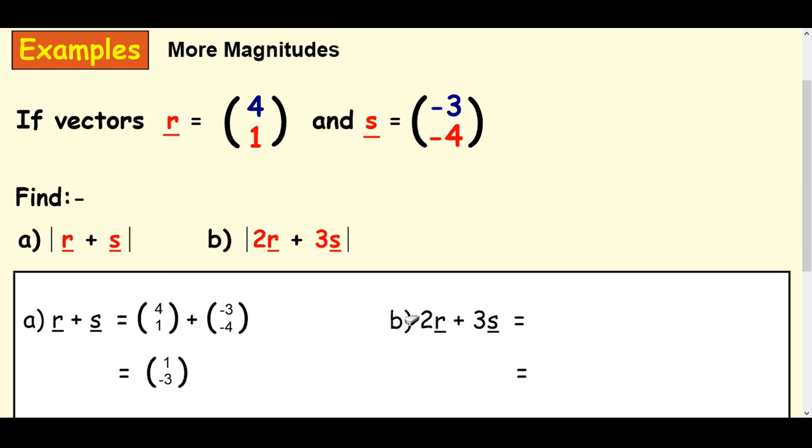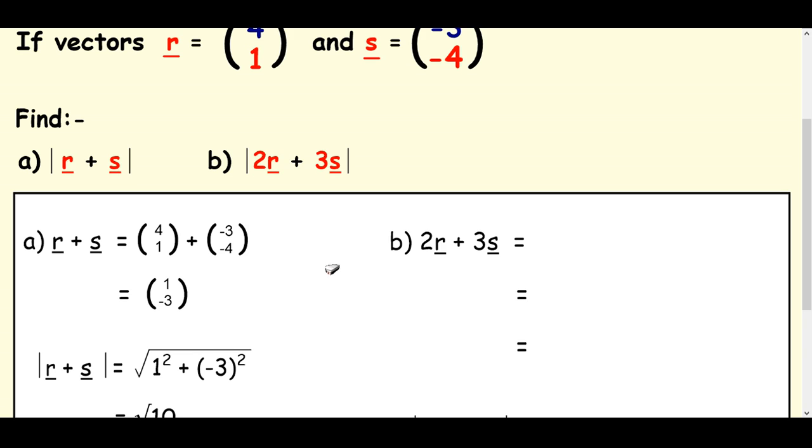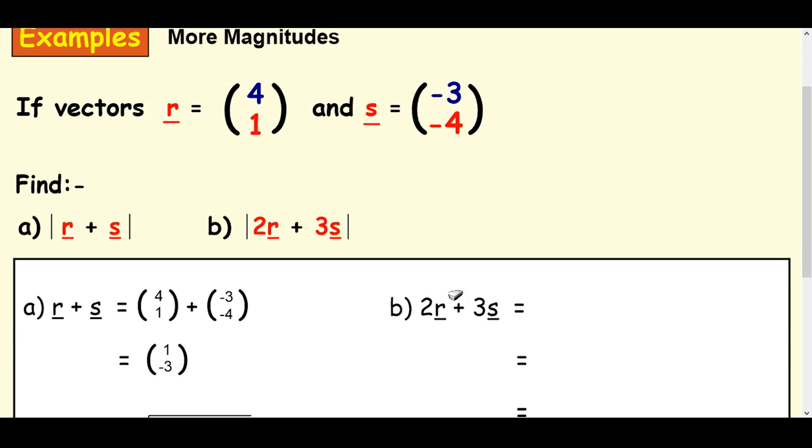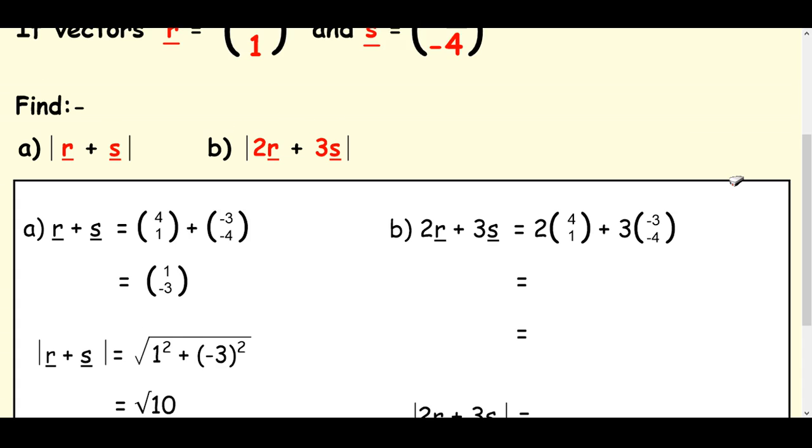Okay, a slightly more complicated one here, but not too bad. Work out the magnitude of 2r plus 3s. So again, the starting process is working out the resultant vector of 2r plus 3s. So this is 2 lots of this vector and 3 lots of this one, and then add them together. So 2 lots of (4, 1), and 3 lots of (-3, -4).